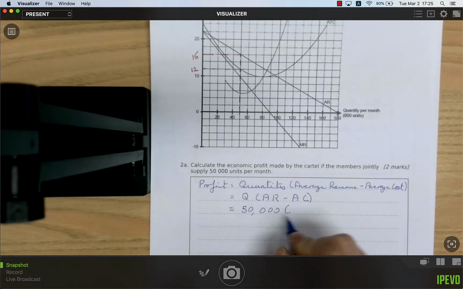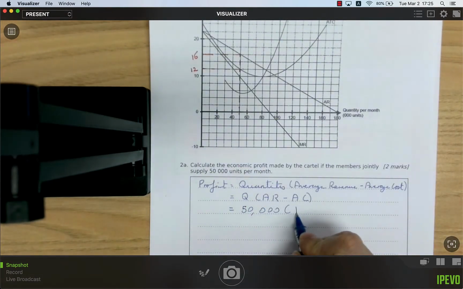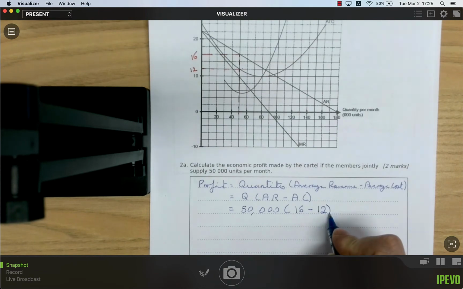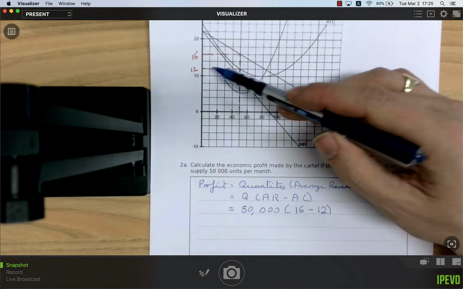Average revenue, we have already found out, is 16. How do we find that out? Well, we went up to the demand curve, or the average revenue curve, from the quantity and went across, and we got 16. Average cost is 12. How do we find that? We went up from the quantity to the average cost curve and across, and we get 12.